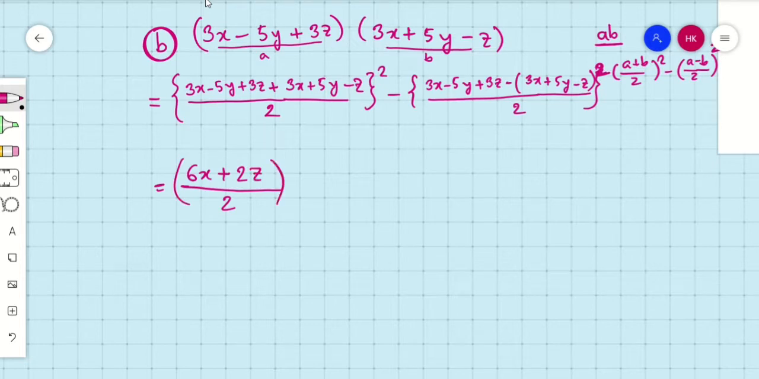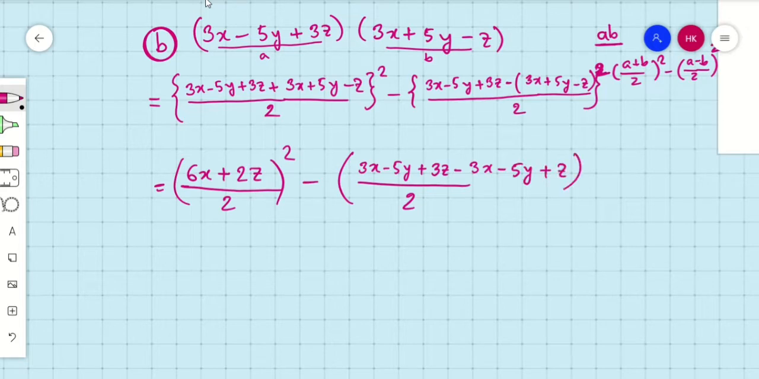So this is the first one, and then minus, so what should be the second one, 3x minus 5y. At first we need to remove the bracket, so we put minus here 3x, and then minus 5y, and then plus 5z. For this minus, the symbols of these ones will be removed or alternate.